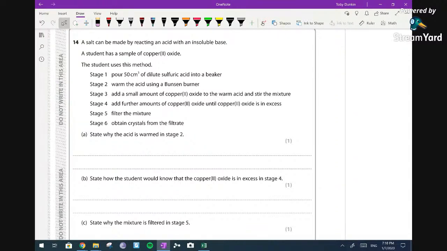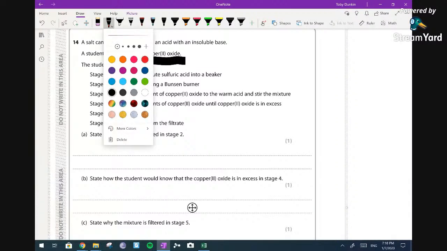A student has a sample of copper oxide. That's black, by the way. You've got to know that. You've got to know that one, year 11. Copper oxide is black. Just to now give you some others that you need to know, which is always nice.